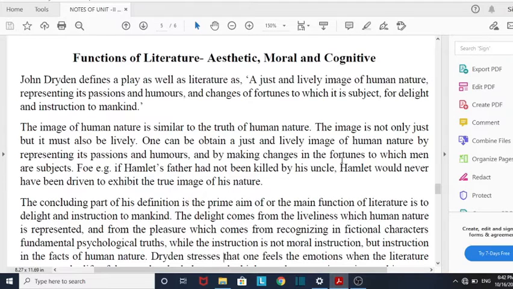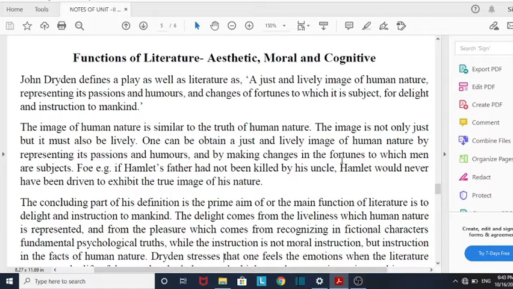Hello friends, welcome you all to another video, and today we are going to start with paper number 5, and we are going to see the last chapter of unit number 2, that is the functions of literature. And there are three functions of literature. One is the aesthetic function of literature, second one is the moral, and third one is the cognitive function of literature. So one by one we are going to deal with the functions of literature.